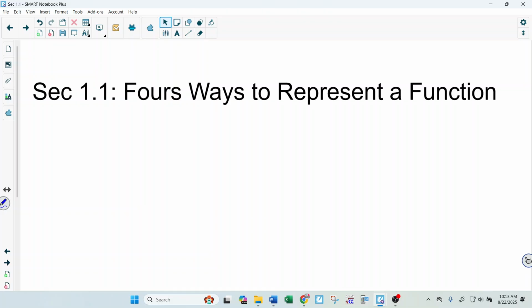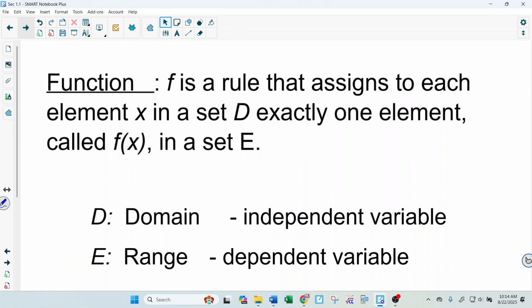So what we're going to look at here in this first section today is just talk about functions. One of the things we want to do is talk about them a little differently, maybe, than you have. So a function is a rule that assigns to each element in a set D exactly one element, called f of x, in set E. You've heard this before, right? Domain and range of our function.